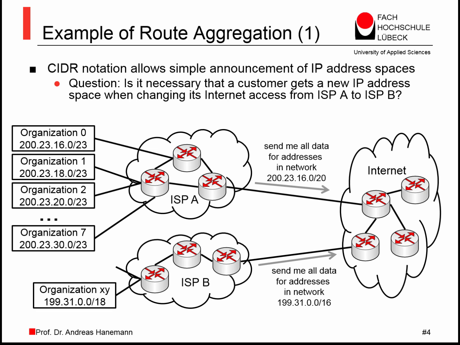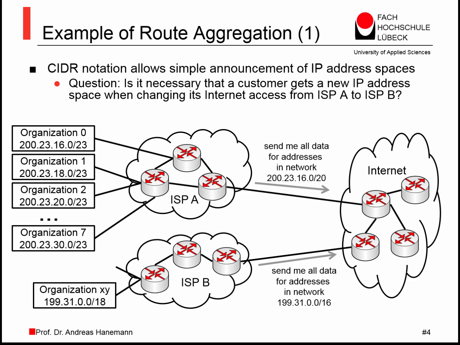In this example, there's an ISP-A which has 8 customers. The ISP has provided /23 networks to the customers, but towards the internet it can aggregate these address spaces and can just announce a /20 address space. So the routers in the internet have just one entry in their routing tables instead of 8 entries.